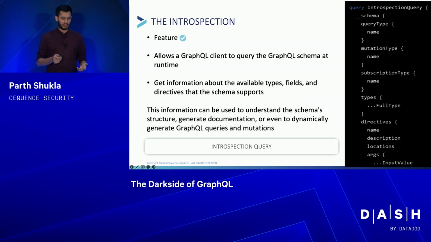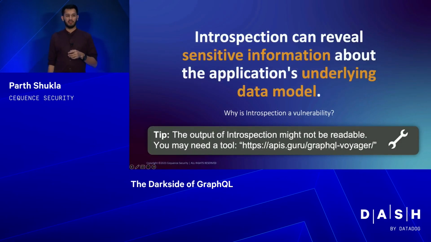Now what is introspection? Introspection reveals sensitive information about the nodes, the calls, and the variables which are available in the underlying data model. So in the backend, without hitting or clicking every button on a web page, I can easily know what kind of calls I can make, what kind of endpoints are available, and what kind of data I can query. And we'll see how each data is connected to each other as well.